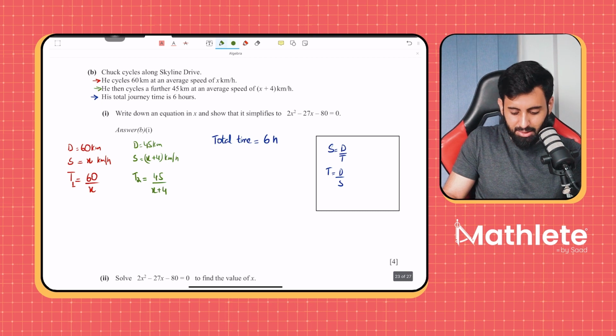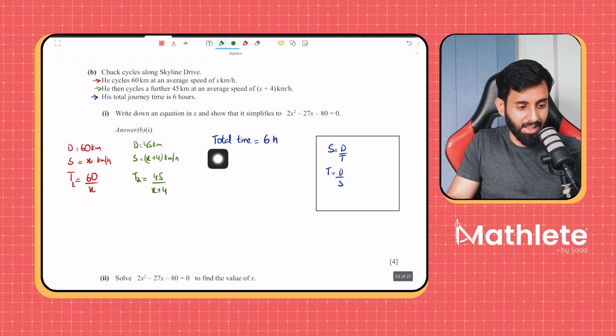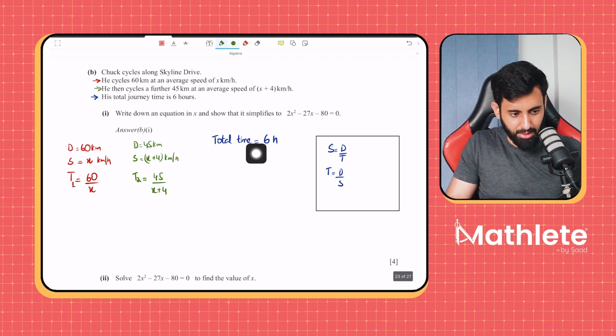And why do we need the time? That's a very important question you should ask. Because that's what we have. So we have to somehow get the time from this information, add it, because it's talking about the total time, and equate it to 6.